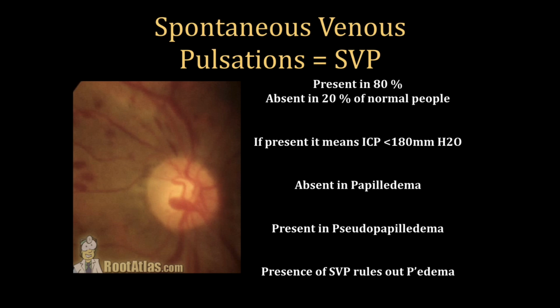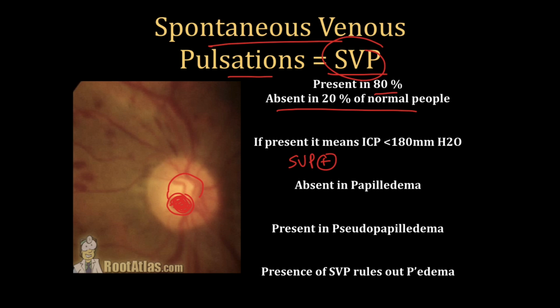Spontaneous venous pulsations are a very, very important feature, because they're nothing but venous pulsations which you can see at the edge of the cup. At the edge of the cup, you can see the vein pulsating. This spontaneous venous pulsation is normally present in 80% of normal people, but it is absent in 20%. The significance is that when you have presence of spontaneous venous pulsation, it means that the intracranial pressure is low. Okay, but again, it can be absent in 20% of normal people.